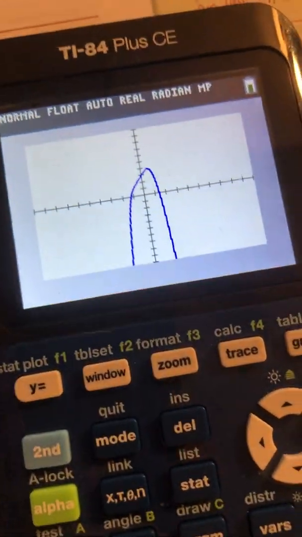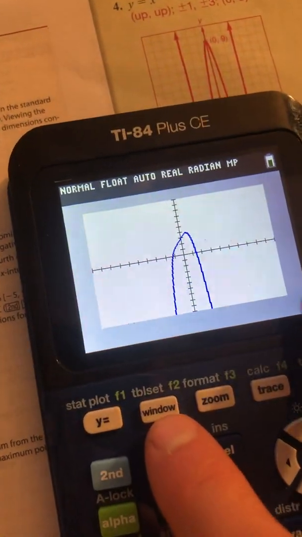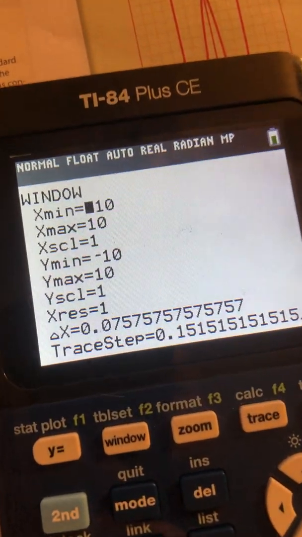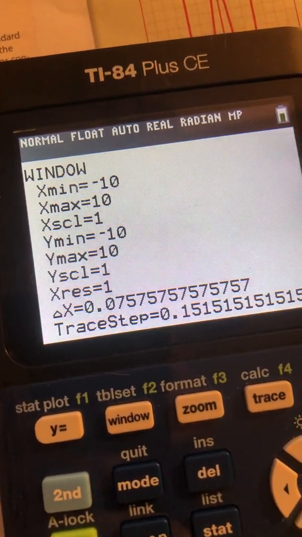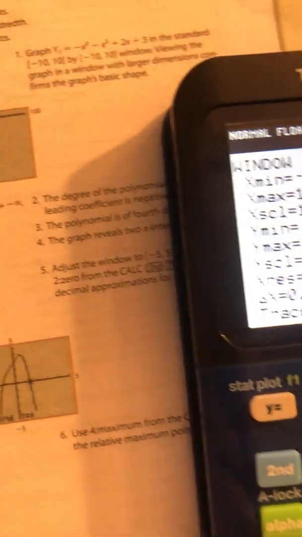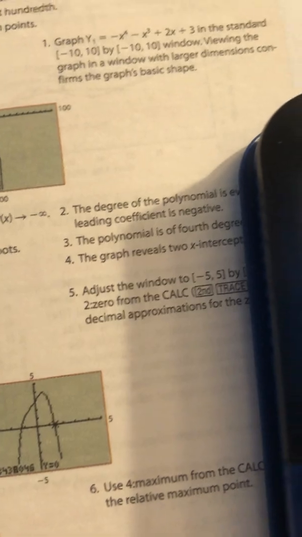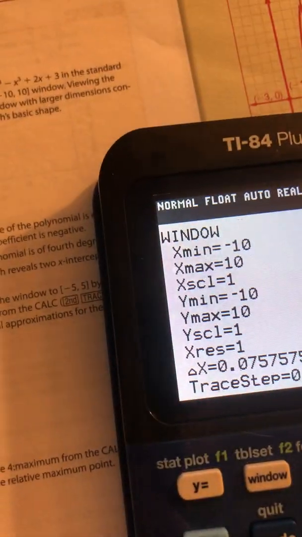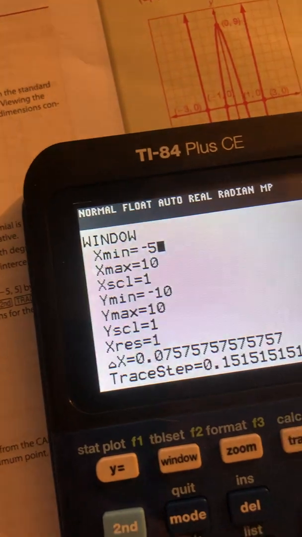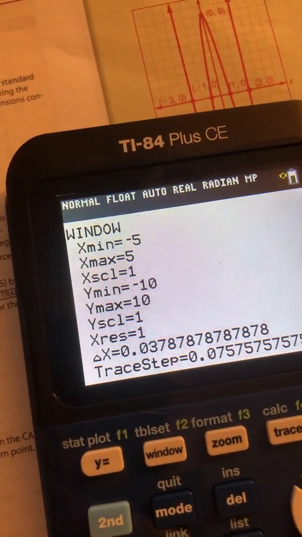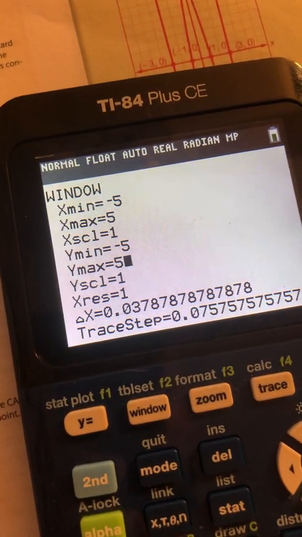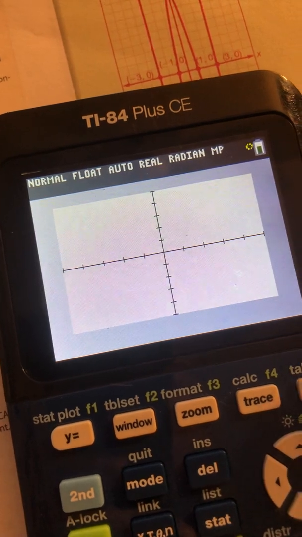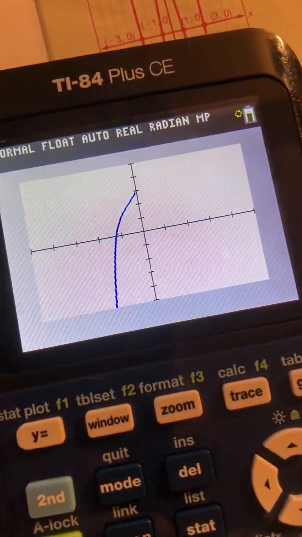And it does. So here's one thing that they want us to do. If you have any trouble, make sure you hit window, and that your window is set to negative 10, 10, x scale 1, negative 10, 10 for the y scale of 1. What they recommend if you want to zoom in is you change these to negative 5, 5, negative 5, 5, and then you can hit graph, and all that's going to do is zoom it in where you can see a little better.